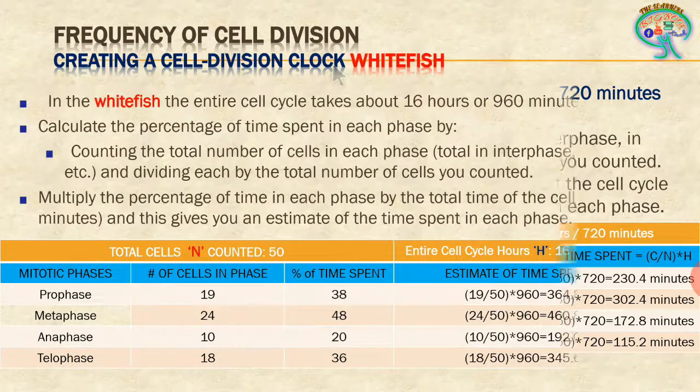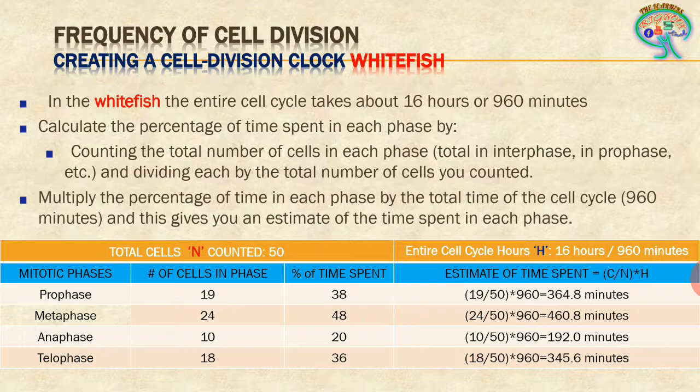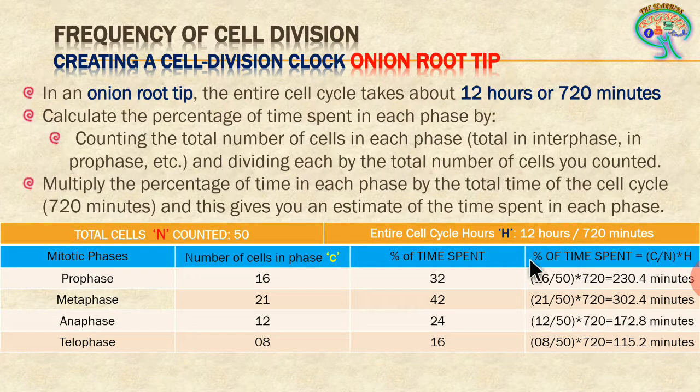We are going to do the same kind of calculations even for the whitefish blastula cells, for the counted number 50 and the number which we have observed in each phase of prophase, metaphase, anaphase and telophase, where we consider the percentage of the phases and also the percentage of the time spent. And we are going to do the calculation for the estimate of time spent. Here the heading has been given wrong, I apologize for that.